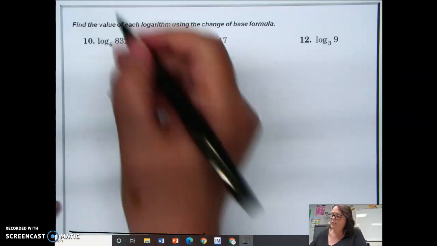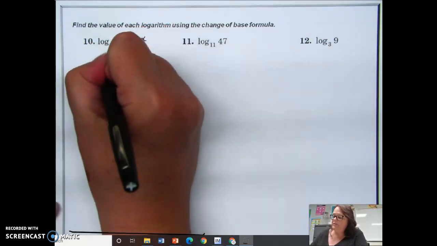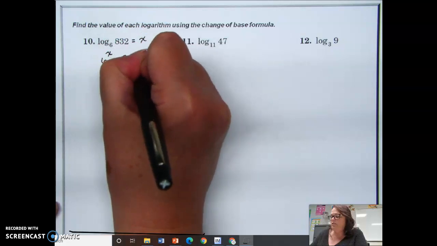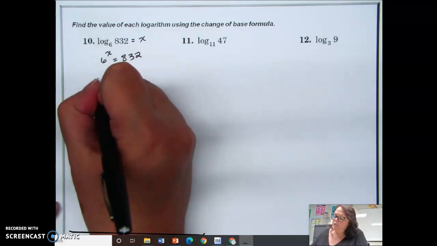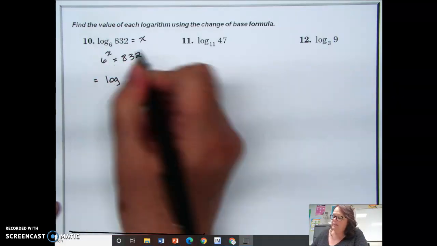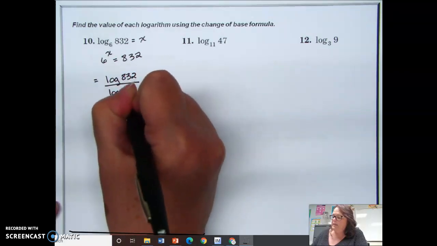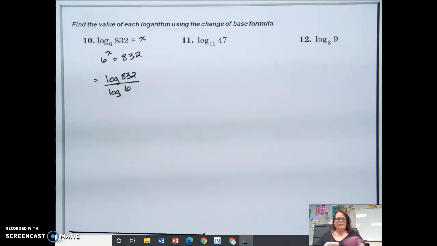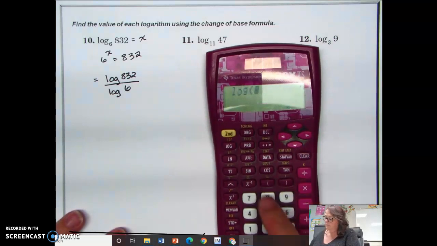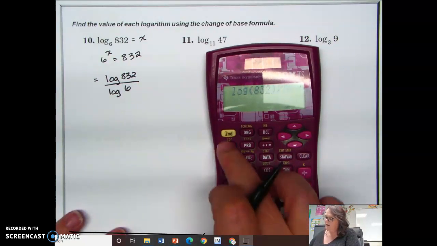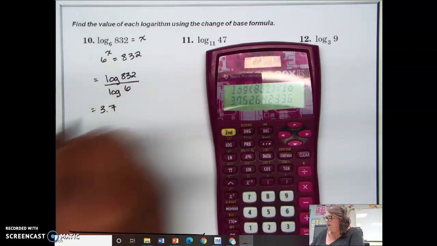So if we take a look at question number 10, again, we could set this equal to x and say that I have 6 to what power is equal to 832 and then take the log of both sides. Or I could go straight to my base changing formula that says I can take the log of base 10 of the number, 832, and divide it by the log base 10 of the base, which is 6. So in my calculator, I'm going to type in log of 832, close it, divided by a log of 6, close it, and I get 3.7526.